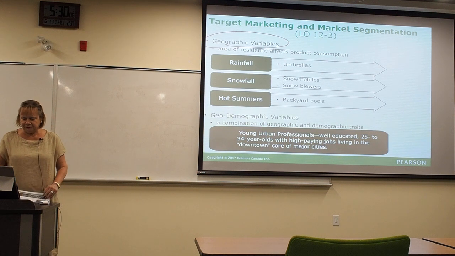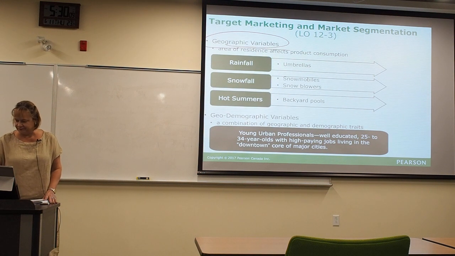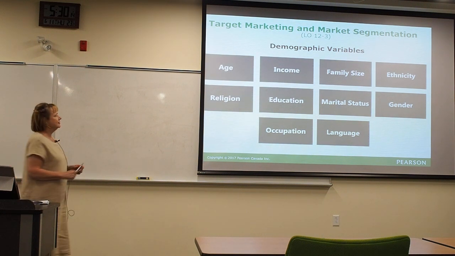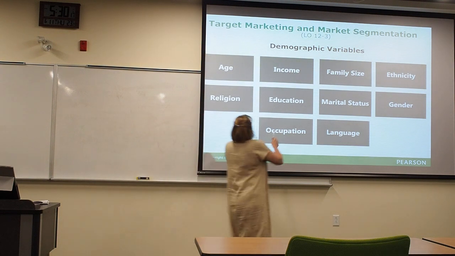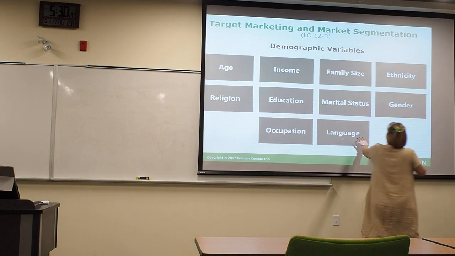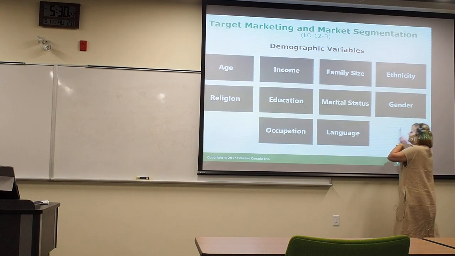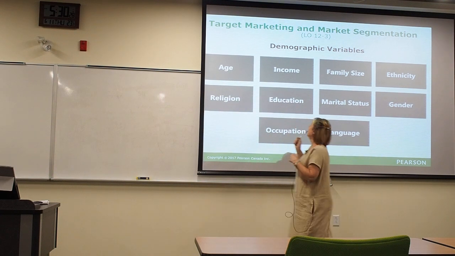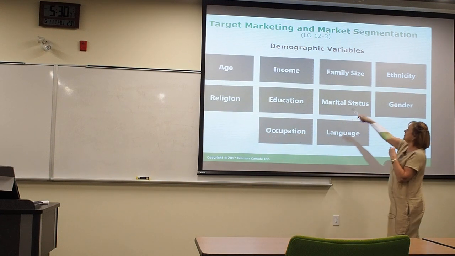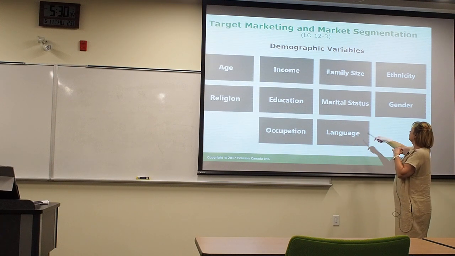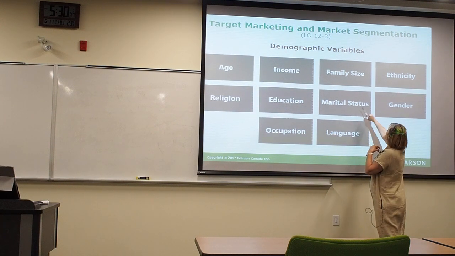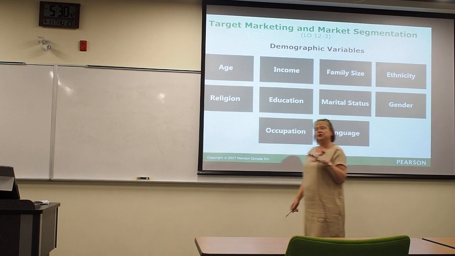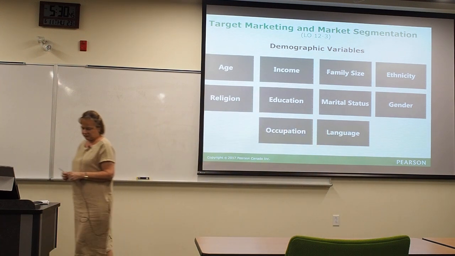Okay, I will come back to geodemographic. Demographic variables describe populations by identifying characteristics such as age, religion, income, education, occupation, language, marital status, family size, ethnicity, and gender. Just like geographic, demographic is a fact. I'm a certain age, certain religion, I've got a certain income and education and occupation, I speak only English, and yes, I'm married, and I'm female. It's a fact. Geographic and demographic are facts.